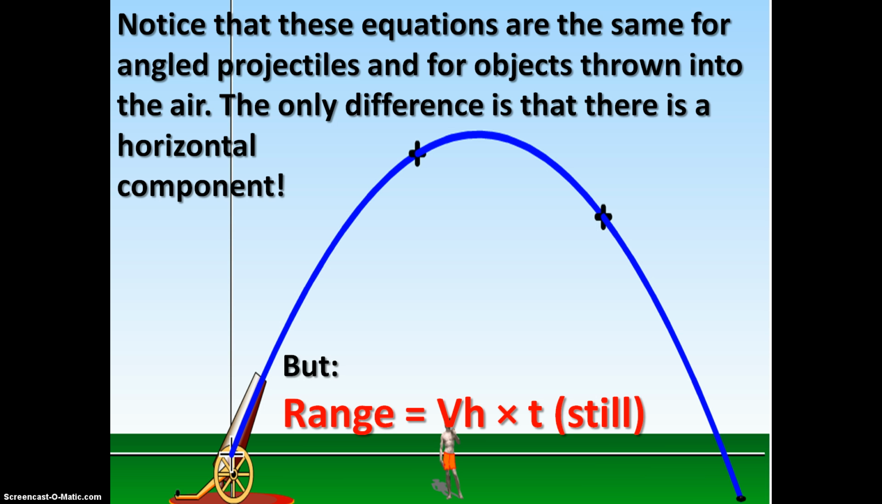These equations are the same for angled projectiles and for objects thrown into the air. The only difference is that there's a horizontal component, but that horizontal component is constant velocity. So the range, the horizontal distance the object goes, is still going to be the horizontal velocity, Vh, times whatever the time is. And again, just to reinforce, that time is going to be determined by the vertical motion.